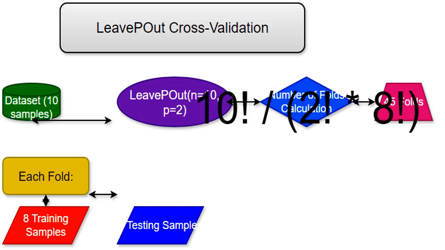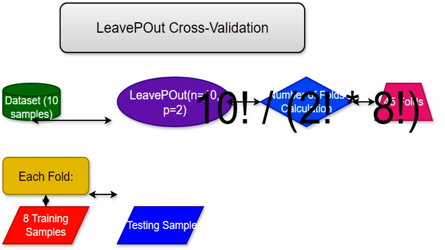This is the mathematical formula used to calculate the number of folds, 45. It's a combinatorial calculation, 10 factorial divided by the product of 2 factorial and 8 factorial. This formula essentially calculates all the possible combinations to choose 2 samples out of 10 without replacement or order mattering. This is the core of how LeavePOut determines the number of folds.